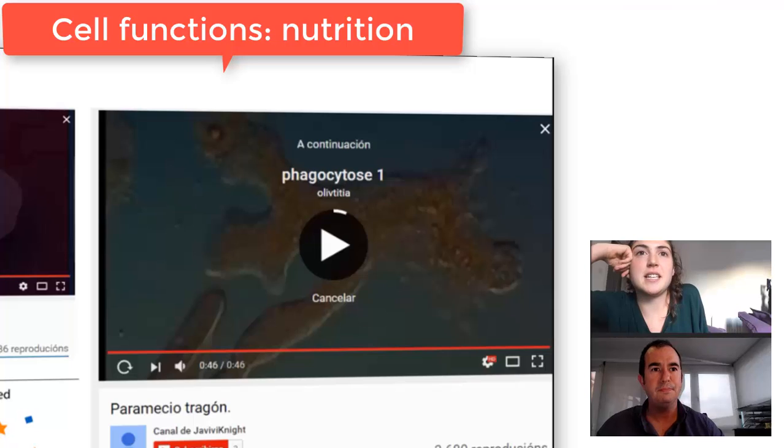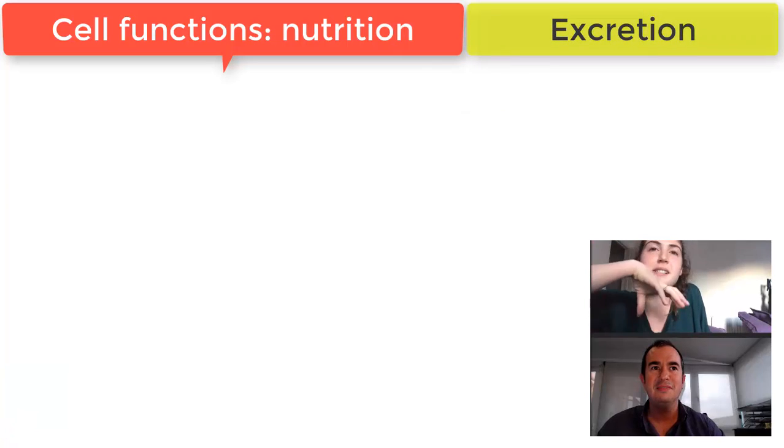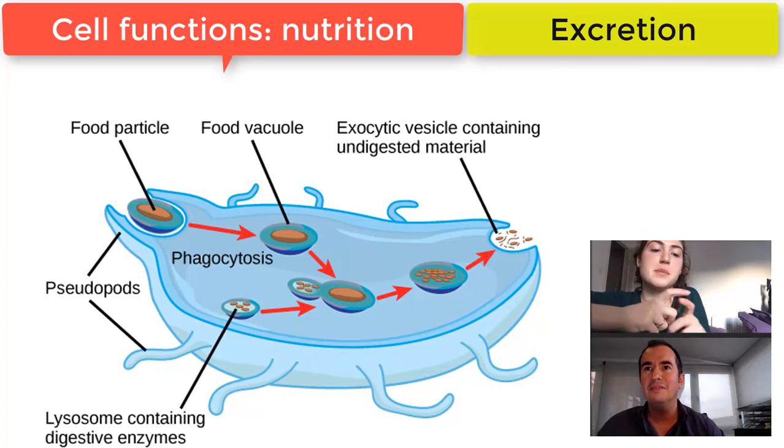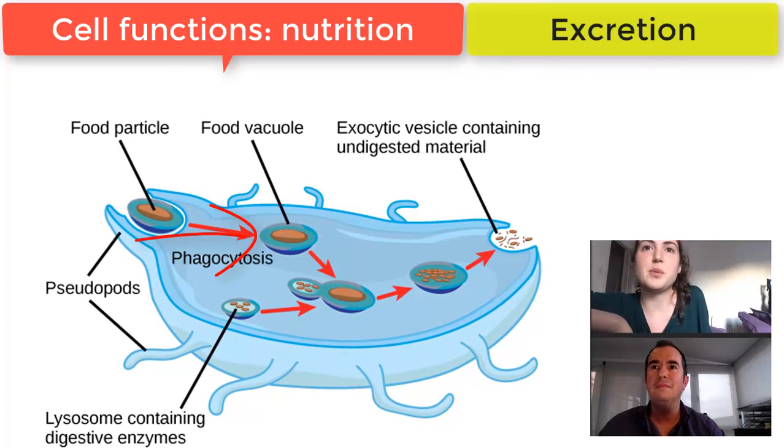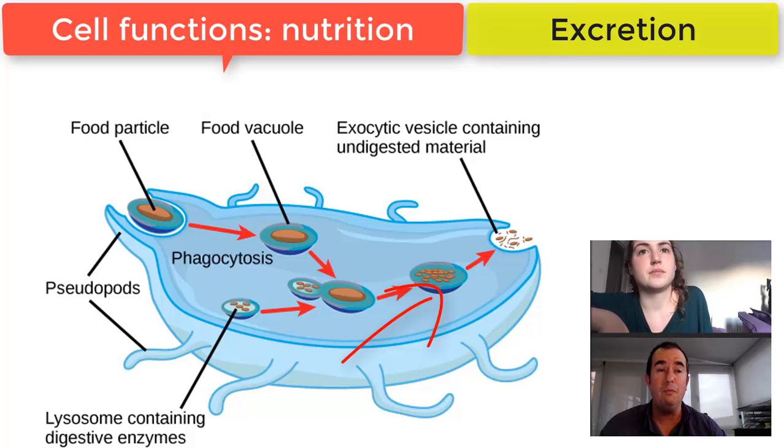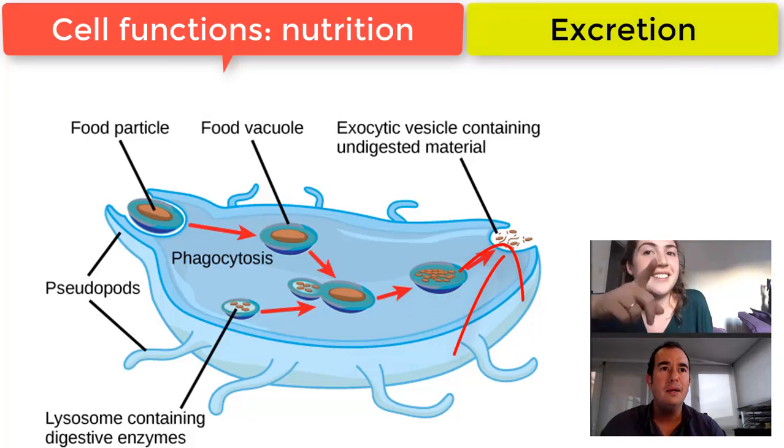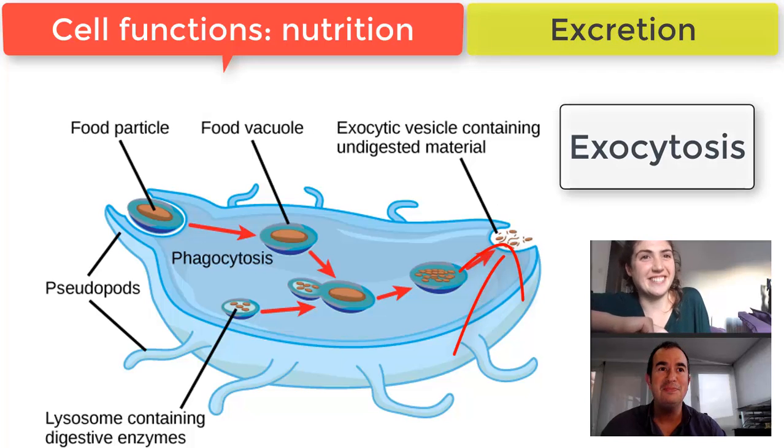What's next? When this comes inside the cell, it forms a vesicle and it can fuse with a lysosome. The lysosome contains digestive substances that break down the contents of the vesicle and then it forms smaller pieces. And what happens when digestion is done? You can expel the substance via active transport called exocytosis. And this needs energy because it is active transport.